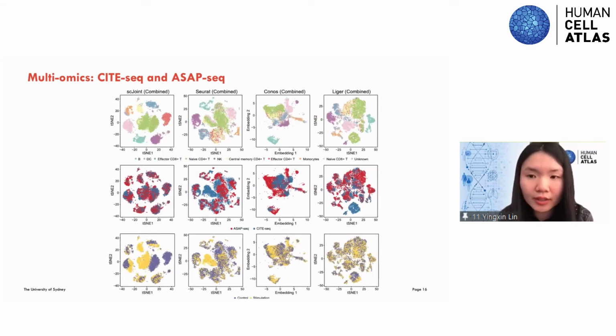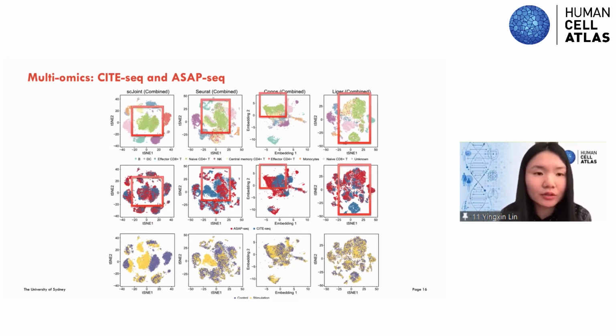Overall, scJoint generated a better joint visualization of two technologies, especially for subtypes of T cell. So let's take this naive CD4 plus T cell example. They are clearly separate from other T cell subtypes. And from the t-SNE, we can see that the two technologies are well mixed. Moreover, scJoint is the only method that is able to reveal the difference between two conditions. We can see that compared to B cells, NK cells, and the naive CD4 plus T cells from the two conditions actually clearly show difference between the conditions of control and stimulation.